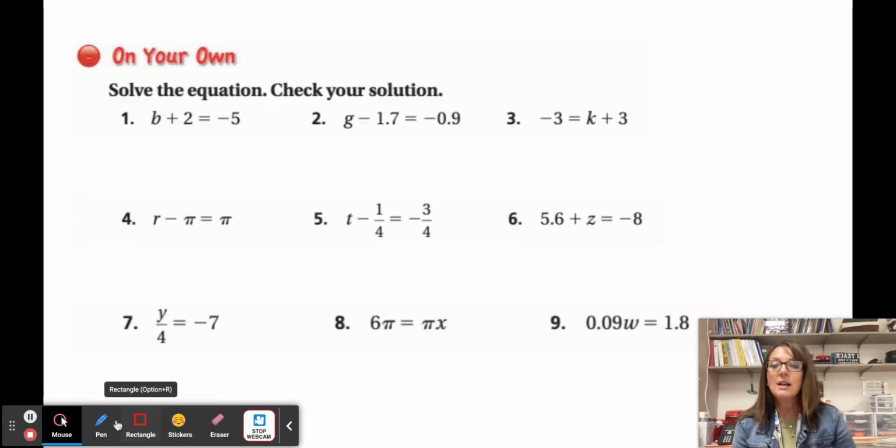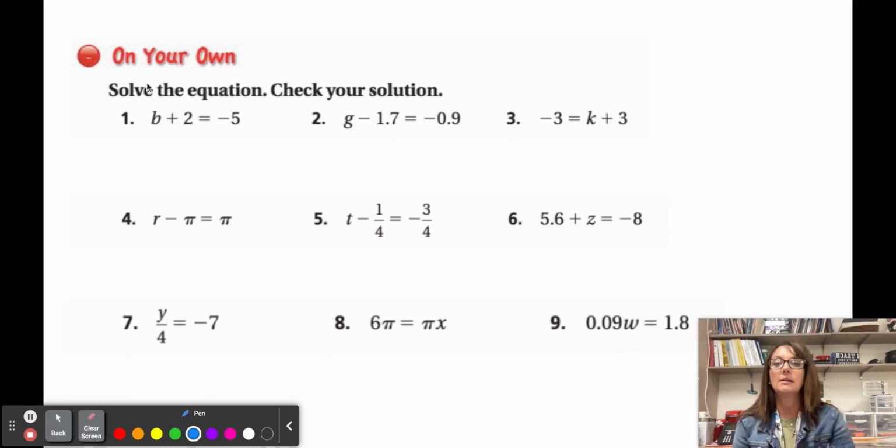Okay, so we are not going to do all of these. In 1, you're going to undo addition, in 2, you'll undo subtraction. So let's jump ahead to 3. The reason I'm choosing 3 is because the variable is on the right. So we always want to start on the side of the equation where the variable is, k plus 3. That's what we're undoing, this addition. So we're going to subtract 3 from both sides, okay?